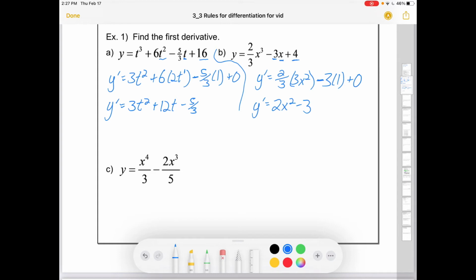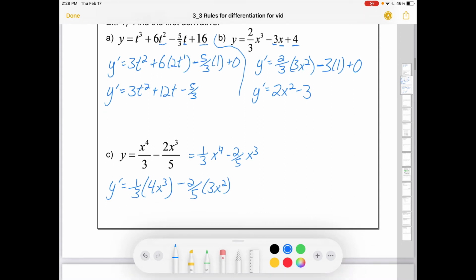In this last one, we might be a little bit nervous with those fractions. So if those look weird to you, you can just turn it into 1/3 x to the 4 minus 2/5 x cubed. So that when we differentiate, we'll get 1/3 times 4x cubed minus 2/5 times 3x squared. Or, if I make that look a little nicer, 4/3 x cubed minus 6/5 x squared.